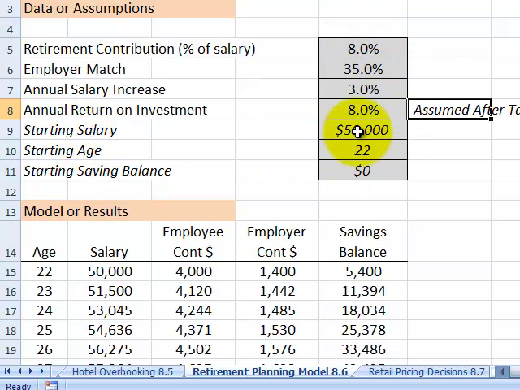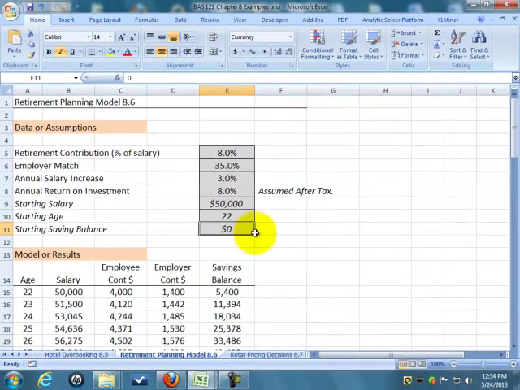I added in here what a starting salary was, what a starting age was, so that we could model if we had any savings to start with, because that becomes important. The example in the book assumes that there's no savings to start with, which may not be the case.